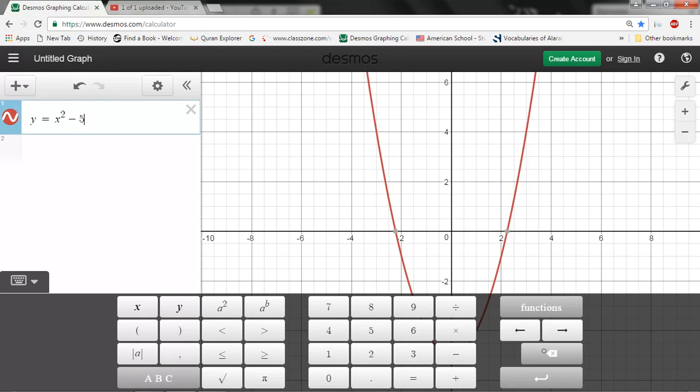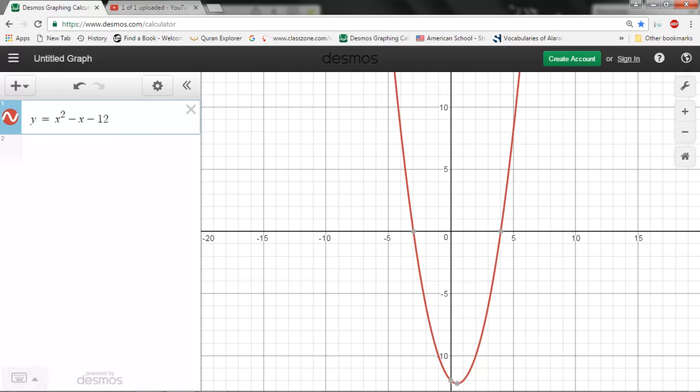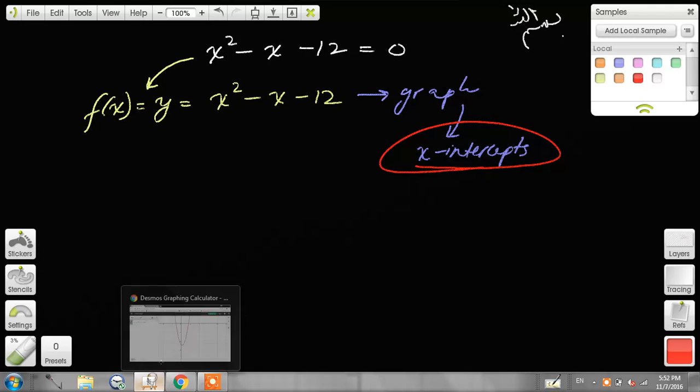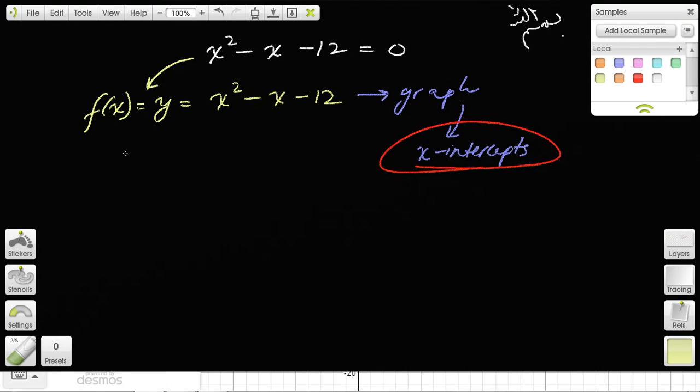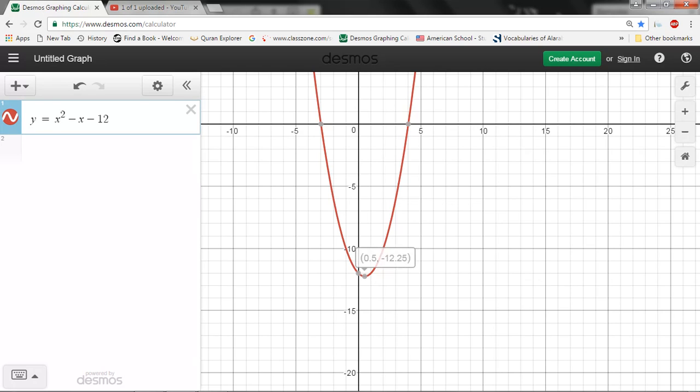Let's get rid of that. y equals x squared minus x minus 12. Here it is. So I've graphed this. Now the way you would graph this: this is in standard form, so you would say Vx is the opposite of b over 2a, and from this you would get Vy, you would get the vertex. And then you would graph the vertex and axis of symmetry, and then you would get this.